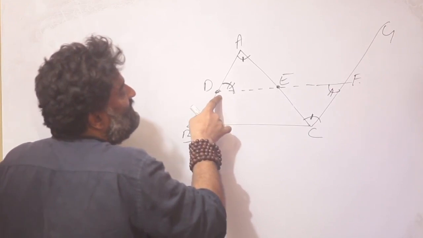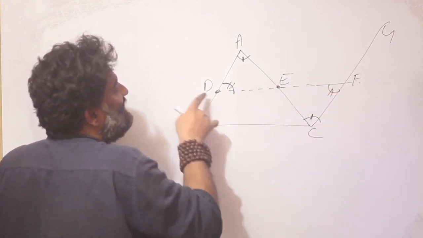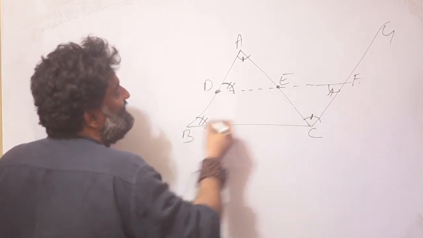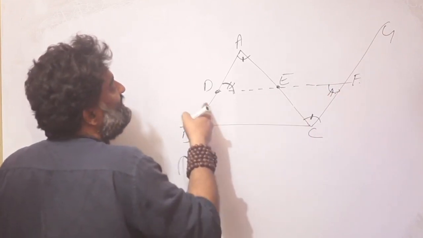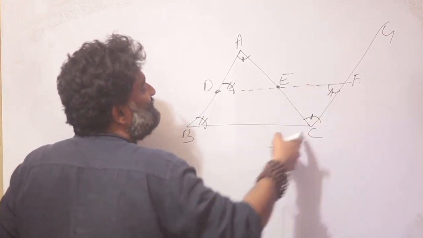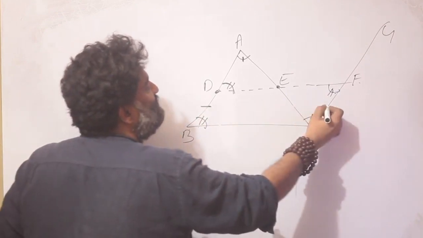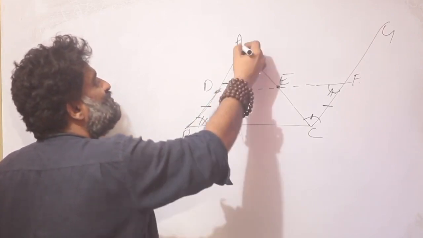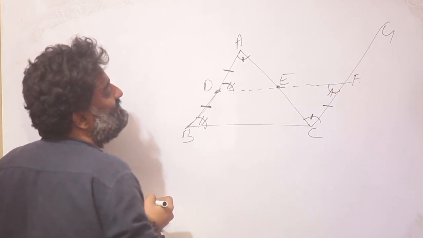So I have a quadrilateral BDFC. I know DF is parallel to BC. I also see that the opposite angles are equal to each other in this quadrilateral. That means this BDFC is a parallelogram. That means this side is equal to this side. I also know that BD is equal to DA. So if BD is this symbol, DA is also this symbol.